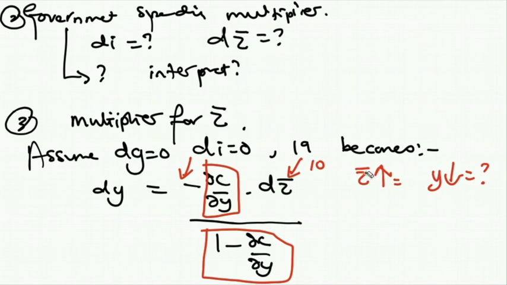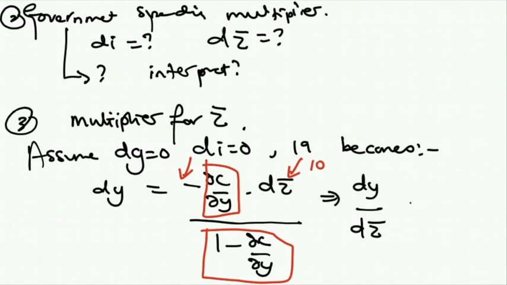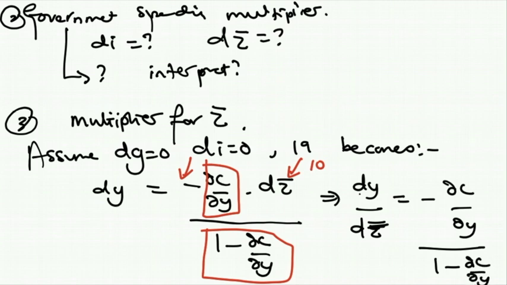Now, but what if, again, I am interested in finding out if there is an increase in tax by 1 unit, by 1 pound, by 1 ringgit, what will happen to equilibrium income? And then I just simply rearrange the maths. It becomes this, isn't it? Cross multiply, dy over d tau equals to minus delta c over delta y over 1 minus delta c over delta y. Delta is not the same as d because it's a partial derivative of consumption with respect to y. Now, if you can see here, we still have a minus sign. Now you look here, this bit.